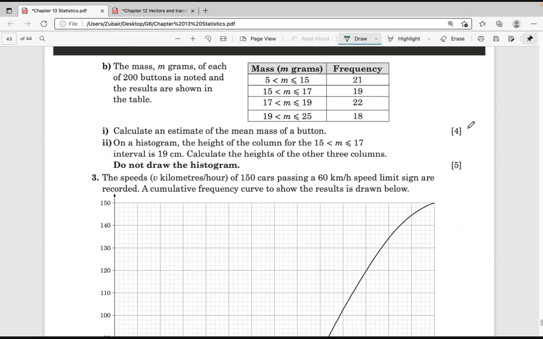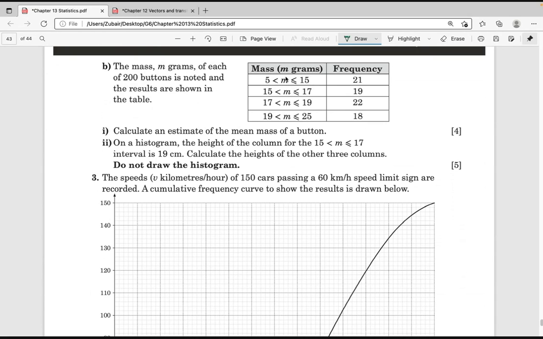B part. The mass m grams of each of 200 buttons is noted and the results are shown in the table. 5 to 15, 15 to 17, 17 to 19, 19 to 25. First thing, we will always check whether the class widths are equal.